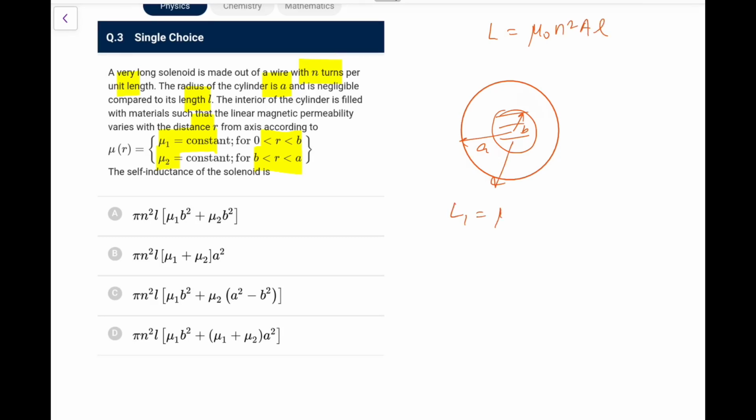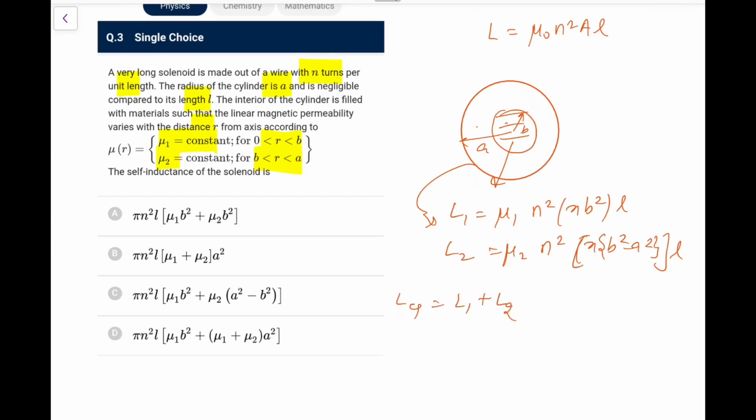So for this first one, L1 would be mu1 n square, area of this would be pi b square, into L. For the outer one, L2 would be mu2 into n square, pi a square minus b square, so write it like this, into L. Because they will be in series, L equivalent would follow like a resistor, not like a capacitor.